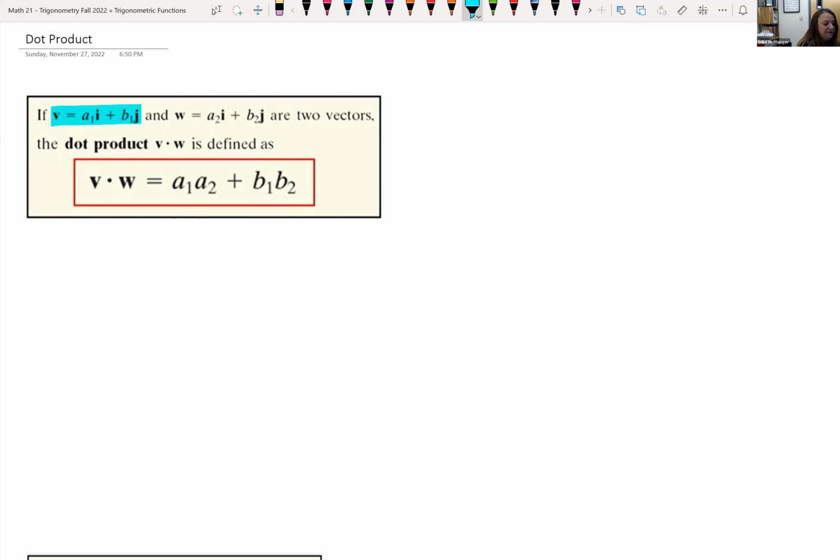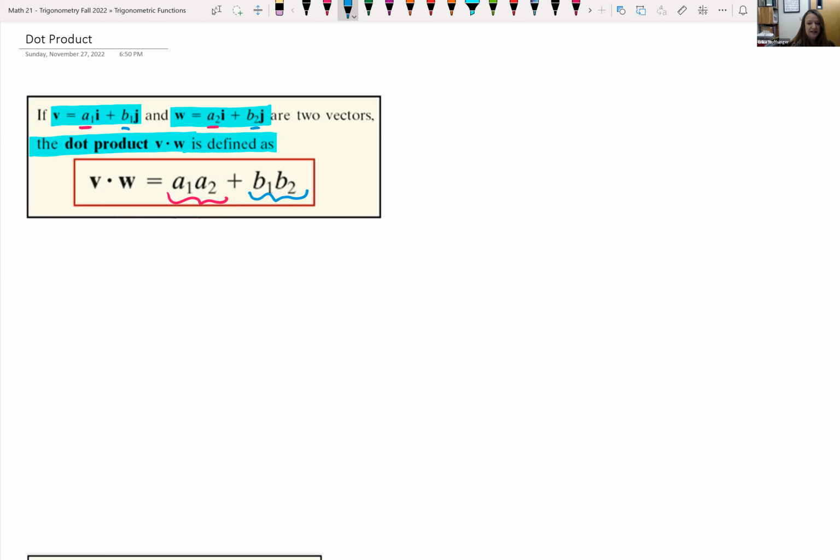So we have this vector V, and we have this vector W, which is equal to a sub 2 i plus b sub 2 j. If we have these two vectors and we want the dot product, V dot W is defined as the following. Basically all you're doing is multiplying your horizontal components together and your vertical components together, and then adding them. We talked about the difference between a vector, which has direction and magnitude, and a number, which is just like a scalar. The dot product just gives us back some number.